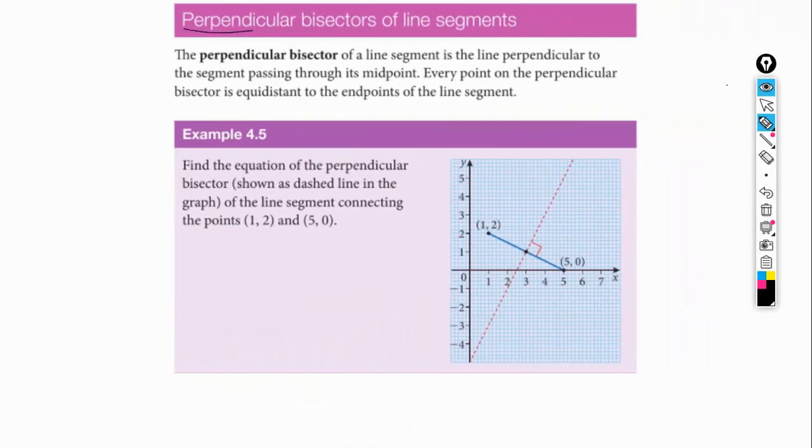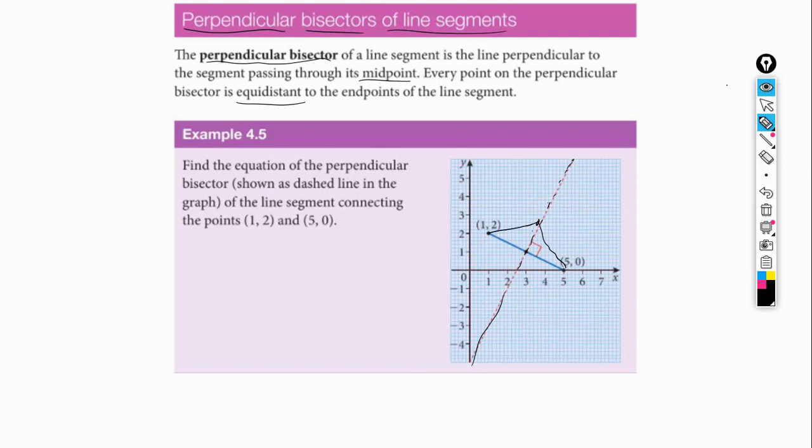So now let's talk about perpendicular bisectors of line segments. The perpendicular bisector of a line segment is the line perpendicular to the segment passing through its midpoint. Every point on the perpendicular bisector is equidistant to the endpoints of the line segment. So this dotted line that we see in the graph here in example 4.5 is the perpendicular bisector of this segment. Now, when they say that every point on the perpendicular bisector is equidistant to the endpoints, what that means is if you grab any point on the bisector and draw lines to the endpoints, it's going to have the same distance. So let's focus on example 4.5.